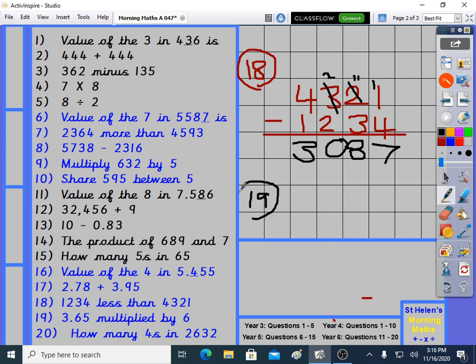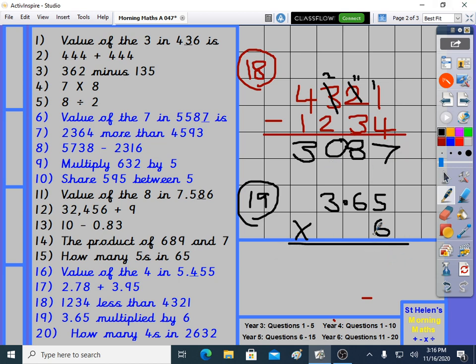Question 19. 3.65 multiplied by 6. 3.65 multiplied by 6. I'm going to close the door. I might have to open it again in a minute because I think someone's just looking for something and so they keep coming back. But we're nearly done anyway, aren't we?